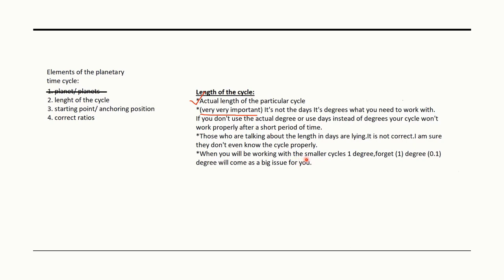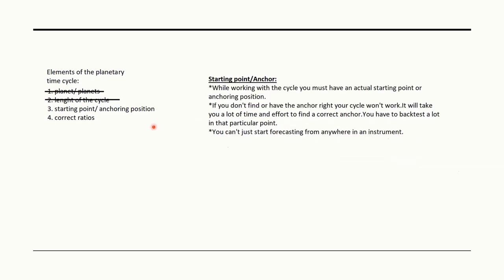When you will be working with the smaller cycles, forget 1 degree, 0.1 degree will come as a big issue for you. Cycle work is very sensitive. While working with the cycles, you will face some critical situations. Now tell me, if you use days instead of degrees, how will you be able to overcome the problem? You know, cycle work is a continuous process. If you have the accurate degree, you will be able to forecast the market till the last day your particular market stands.